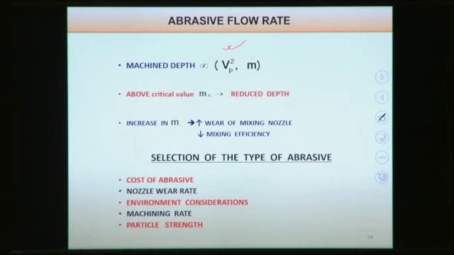Then the mixing in the nozzle will be affected, and the mixing efficiency will reduce. So selection of abrasive particles will depend on the cost of abrasives, nozzle wear rate, environmental consideration, machining rate and particle strength.